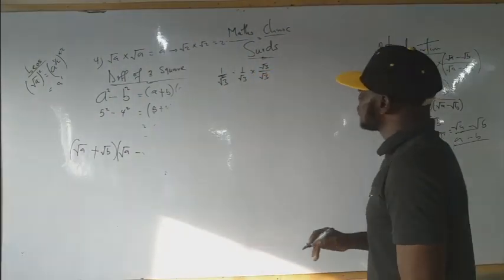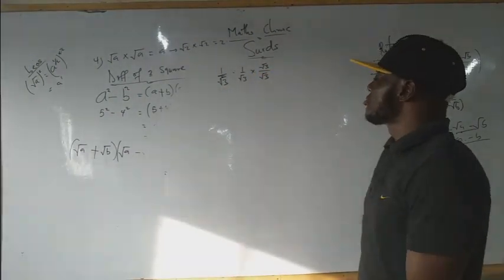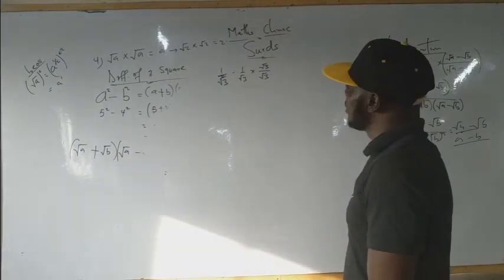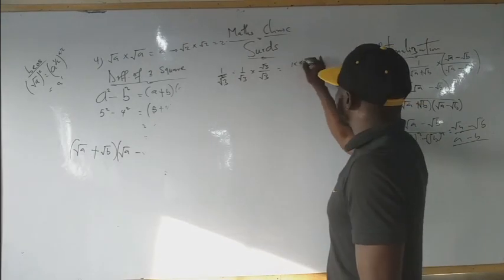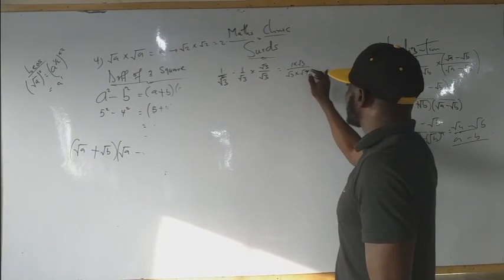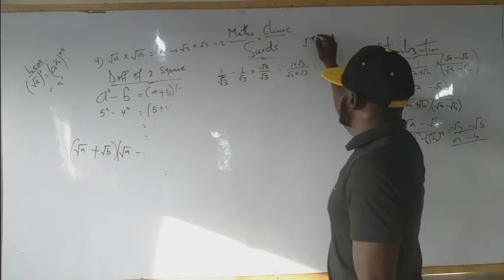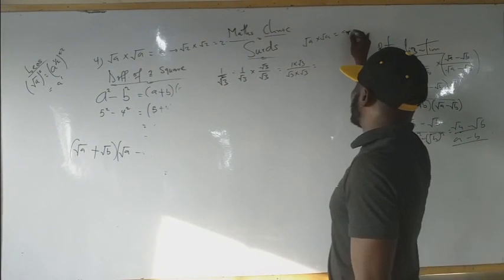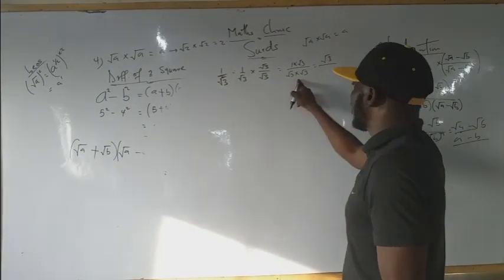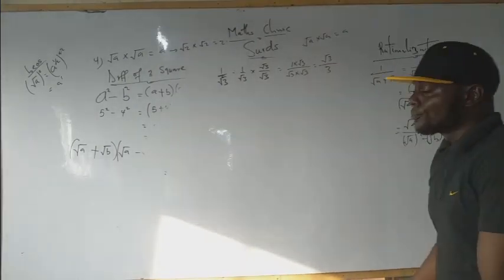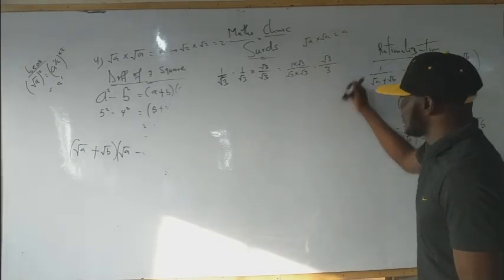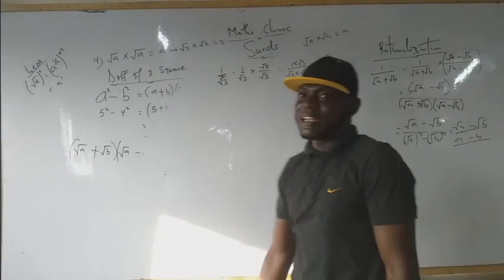Times root 3 over root 3. This cancels this, that is 1, and this will give us this. So that will be 1 times root 3, everything upon root 3 times root 3. From that law that we have, root a times root a will give us a. So we have root 3 times 1, that will be root 3 over 3. Yes or no? And don't allow your hand to use you by saying this will cancel this. No, this will be the final answer.